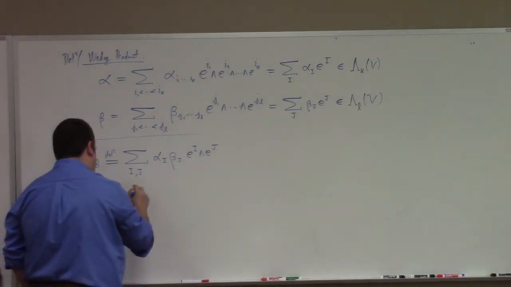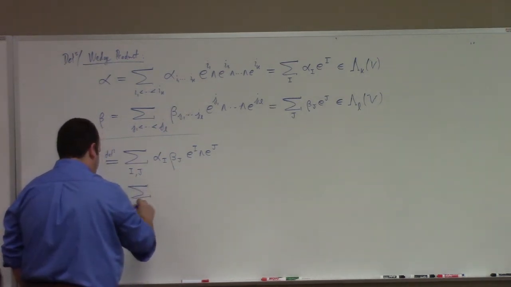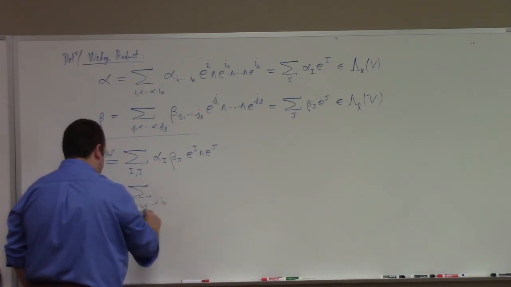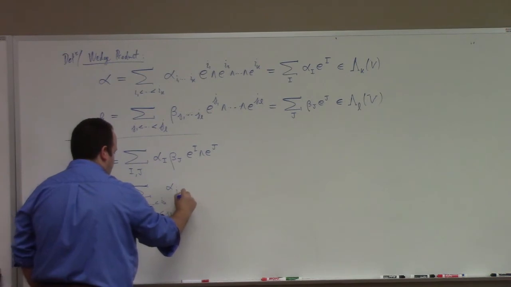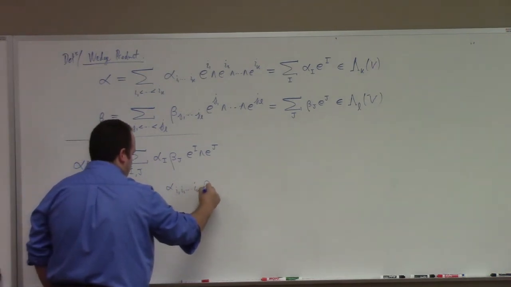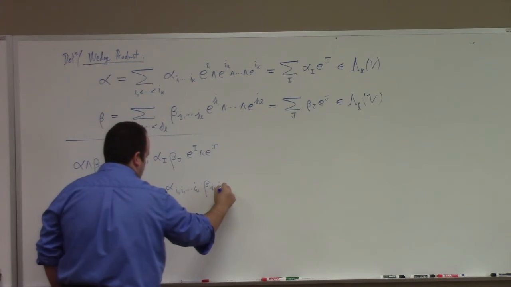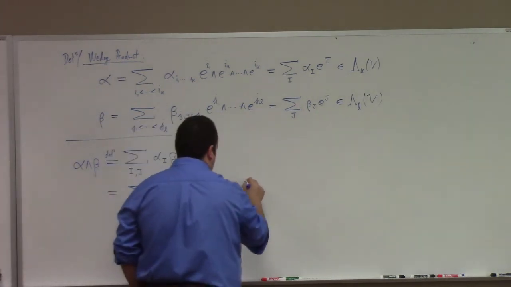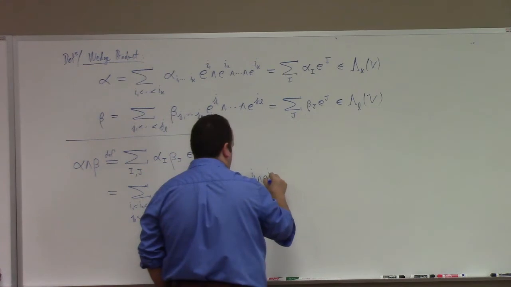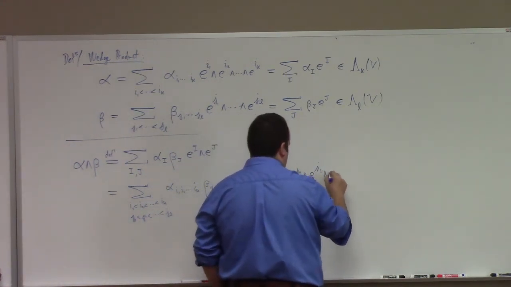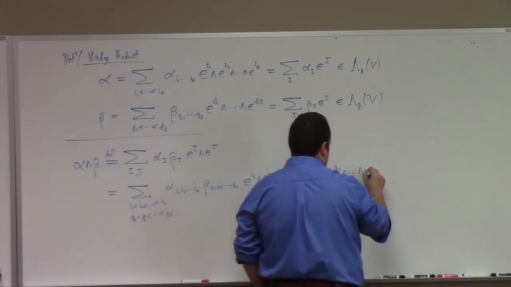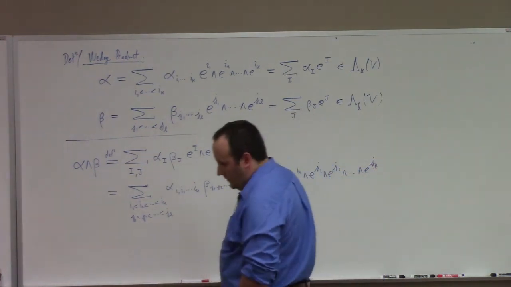Now, to be more explicit, that's the sum over I1 less than I2 less than and so on less than IK, J1 less than J2 less than and so on less than JL, of alpha sub I1, I2 through IK, beta sub J1, J2 through JL, E I1 wedge E I2 wedge and so on wedge E IK, wedge EJ1 wedge EJ2 wedge and so on wedge EJL. There you go.